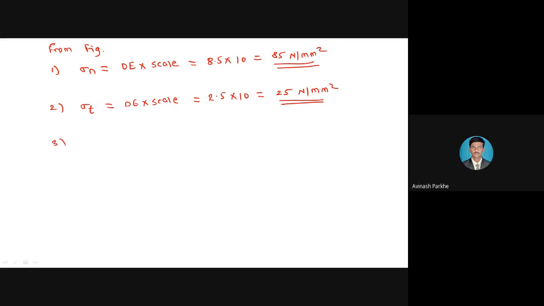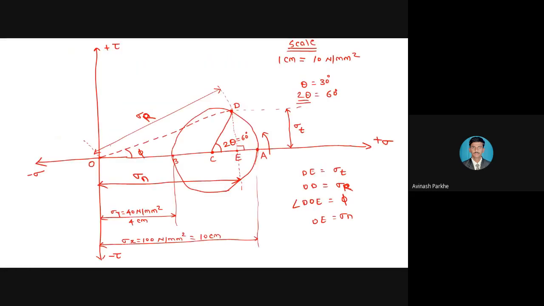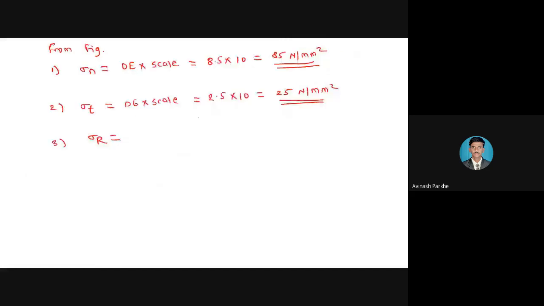Then third one, sigma R. So for the sigma R calculation, which distance I have to measure? OD, from point O up to the point D, that inclined distance. So OD into scale. So measure the value of OD.